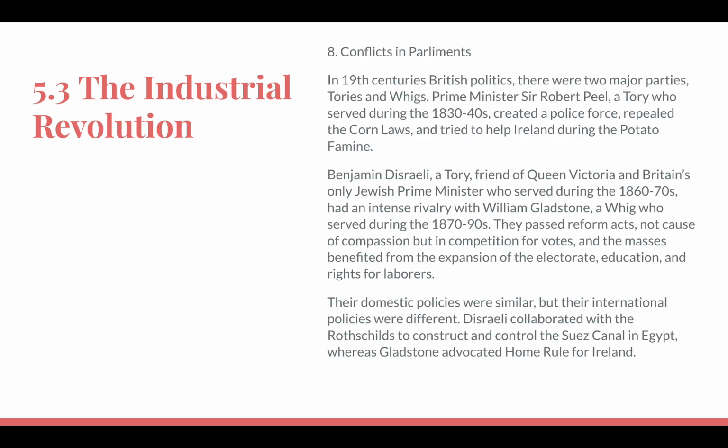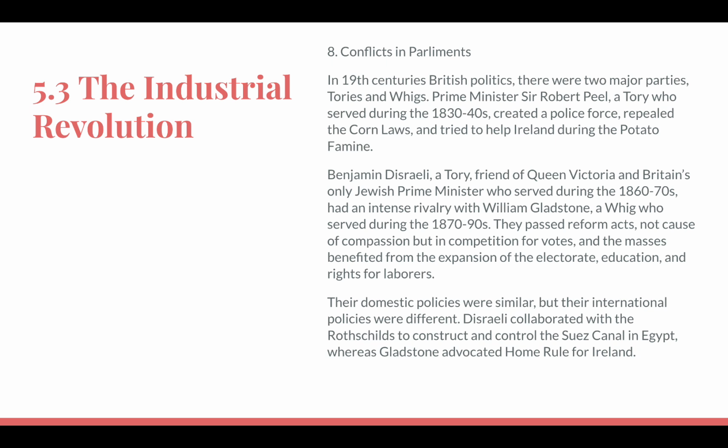Going to the conflicts in British Parliament. In 19th century British politics, there were two major parties, Tories and Whigs. Prime Minister Sir Robert Peel, a Tory who served during the 1830s to 40s, created a police force, repealed the Corn Law, and tried to help Ireland during the potato famine. And Benjamin Disraeli, a Tory, a friend of Queen Victoria and Britain's only Jewish Prime Minister, served during the 1860s to 70s. He had an intense rivalry with William Gladstone, a Whig who served during the 1870s to 90s.